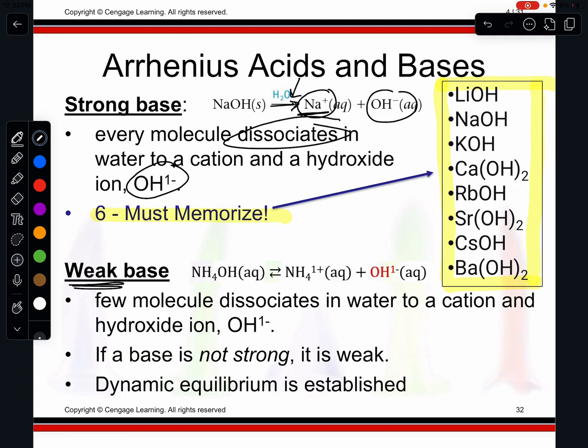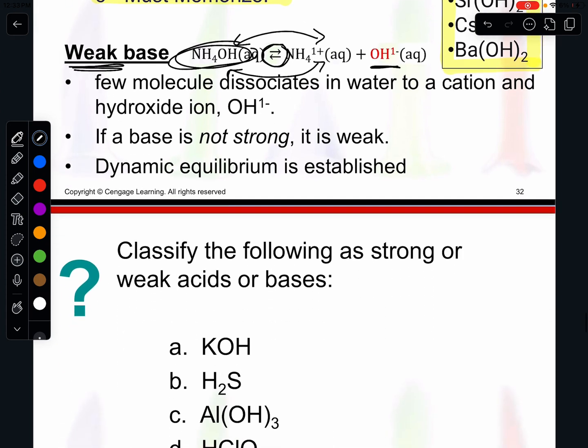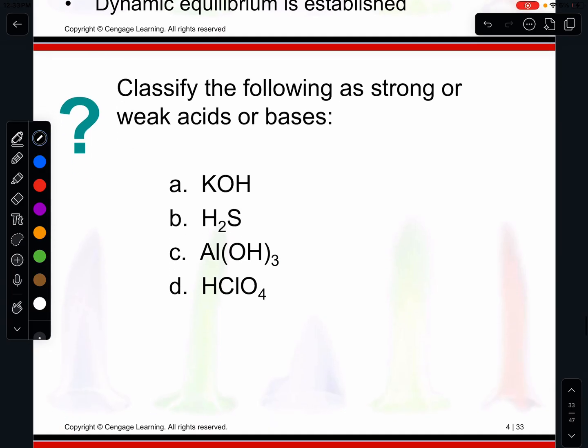Now, just the same, when we have any sort of weak component, we have this double-headed arrow, and remember that means that this reaction is just going back and forth. It is not continuous in one way. We call it reversible. So we see that, yes, it did break up, but remember, only maybe less than 5% of this solution is breaking apart. Okay, so the difference between strong and weak bases is the same as strong and weak acids. So let's go ahead and classify these.